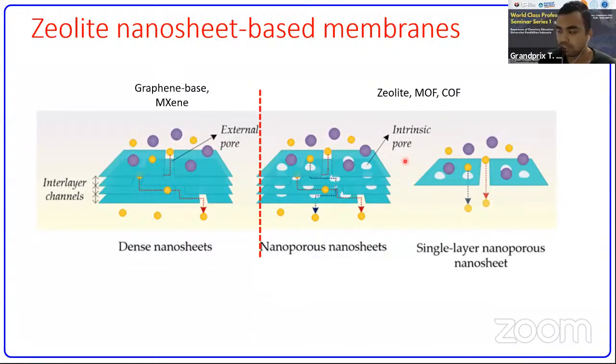So here is the difference between the graphene and MXene and the zeolite, MOF, and COF separation mechanism. The graphene and MXene are dense nanosheets, they perform the separation based on the interlayer spacings, while the zeolite, MOF, and COF, in addition to the interlayer spacing, have an intrinsic porosity that will further increase the separation performance.